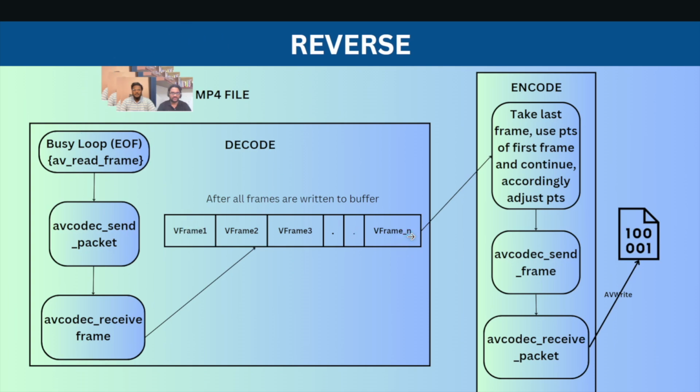I am just going to the video case now. Once that is done, we start reading the frames and assign the first frame the PTS and DTS of the last, and so on. You read from the back, and then you tweak the PTS and DTS of the particular video frame, and then you encode that video frame. Once you encode, the data is compressed, and the encoded data is sent to av_write. So that's how you get the reverse video.